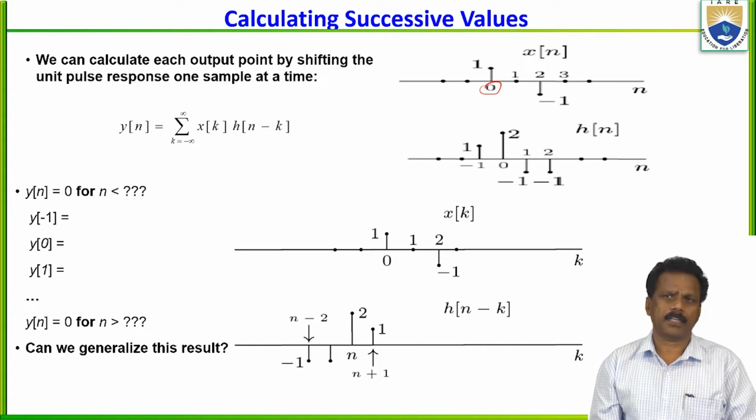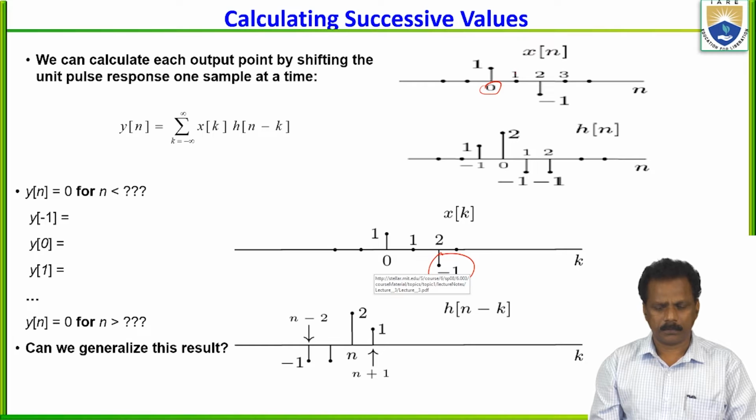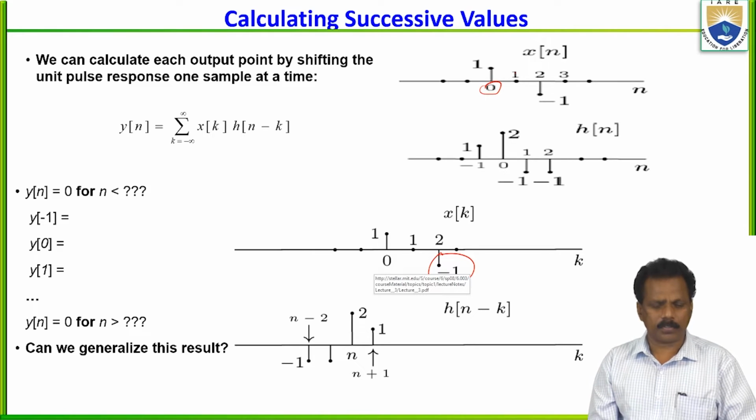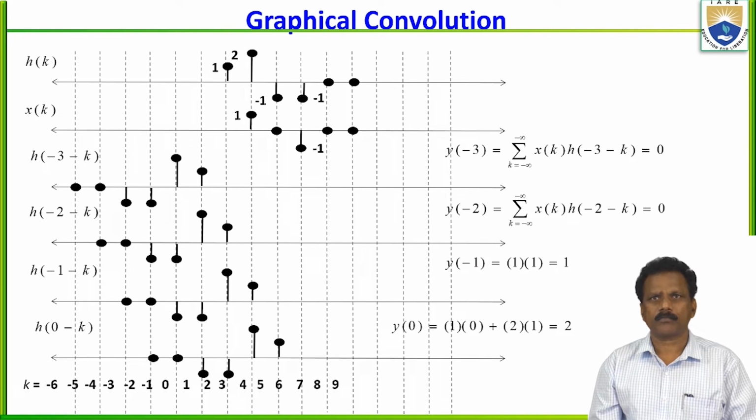Here k versus x of k is minus 1, 0, 1, 2 and so on. After that, k varies with reference to h of n minus k, where n plus 1 and n minus 1 are the values. We are right to generalize this result: y is equal to 0 for n greater than this particular value. Like this, the graphical convolution. We can easily verify the graphical convolution.